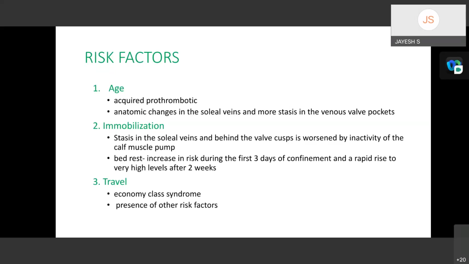And next one is immobilization. There will be stasis in the soleal veins and behind the valve cusp, which is worsened by inactivity of the calf muscle pump. During bed rest, there will be an increase in risk during the first 3 days of confinement, and it will rapidly rise to very high levels after 2 weeks. Then travel increases the risk for venous thromboembolism. Usually, there may be presence of other risk factors also. This is called economy class syndrome.